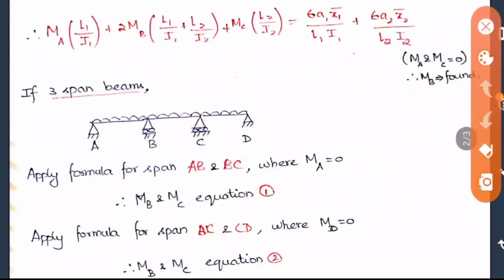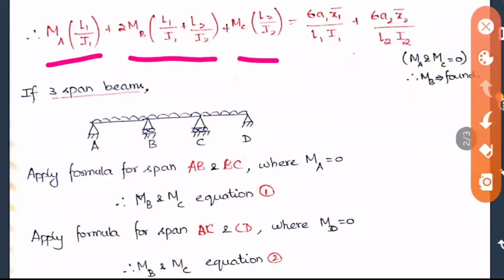So this is the formula used. Don't get afraid by seeing this long formula, it's very simple. We have three supports, A, B, C. Just remember that. The first term is MA into L1 by I1, the second is 2 MB into L1 by I1 plus L2 by I2, and the third is MC into L2 by I2, which is equal to 6 A1 x1 bar by L1 I1 plus 6 A2 x2 bar by L2 I2. So this is the simple formula we have.